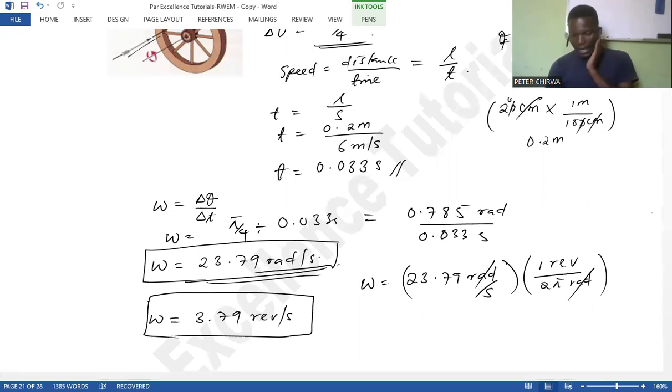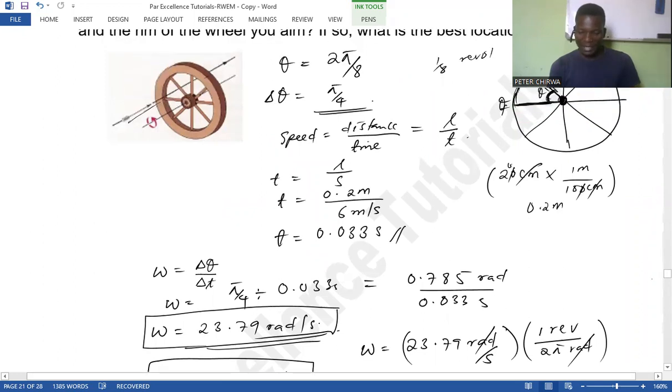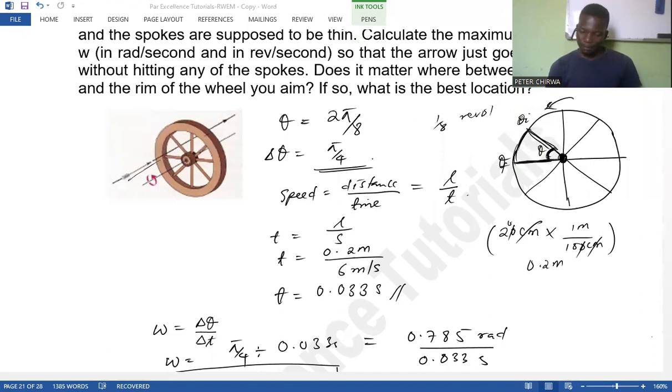Now, the last part of this question. Let's look at the last part of this question. Okay, so this last part of the question, it's a little bit confusing, but I'll explain my position on this one. Does it matter where between the rim and the axle of the wheel you aim? If so, what is the best location? Okay, so I want you, when you say no, you must back your answer. And if you say yes, you must back your answer.